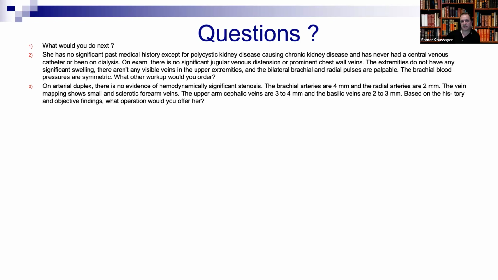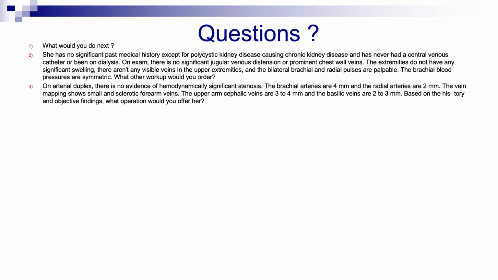All right, so the duplex ultrasound shows no significant stenosis. The brachial artery is 4 millimeters and the radial artery is 2 millimeters. The vein mapping showed small and sclerotic forearm veins. In the arm, the cephalic vein is 3 to 4 millimeters, the basilic vein 2 to 3 millimeters. Based on the history and objective findings, what operation would you offer her?